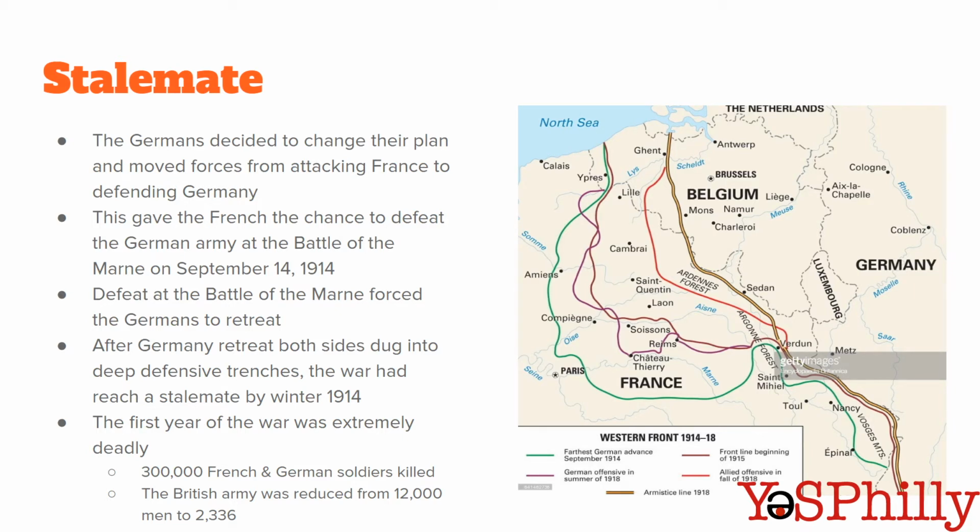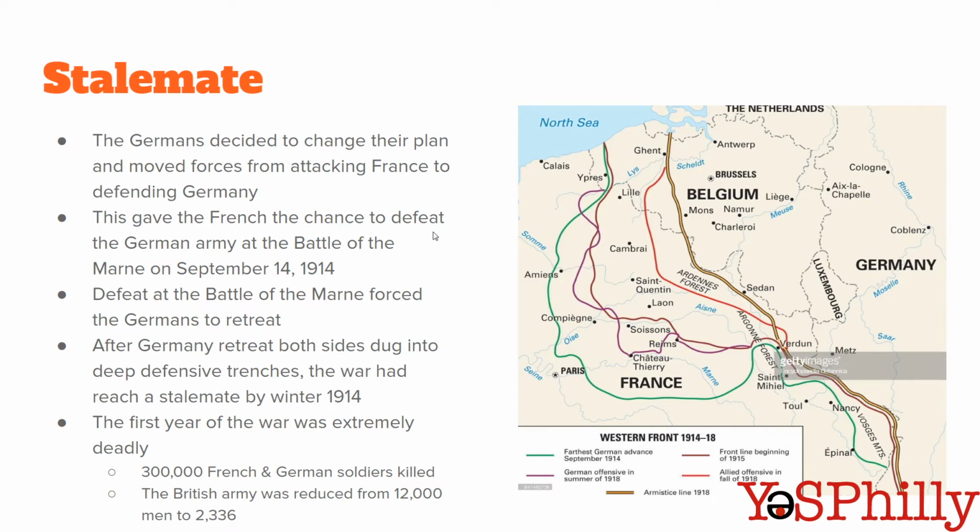A stalemate. Because of French counterattacks, the Germans have to change their plan. And they moved from attacking France to defending Germany and defending their own positions. All right? And this gave the French the opportunity to defeat the Germans at a big battle in 1914 called the Battle of the Marne. All right? And this battle forced the Germans to retreat from Paris. So they were so close to winning the war, so close to taking over Paris, but they are defeated on September 14th, 1914 by the French and by the British in this huge battle.